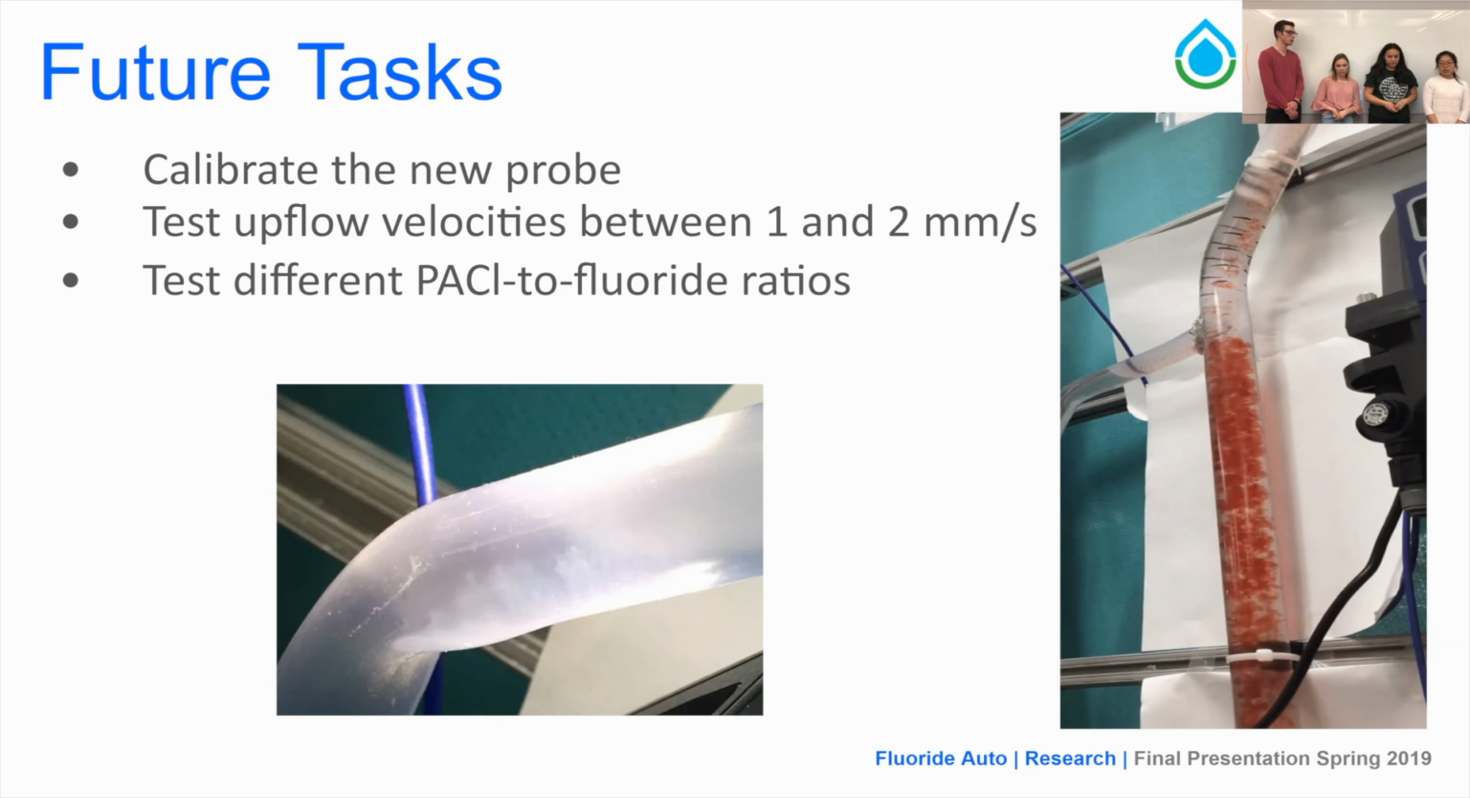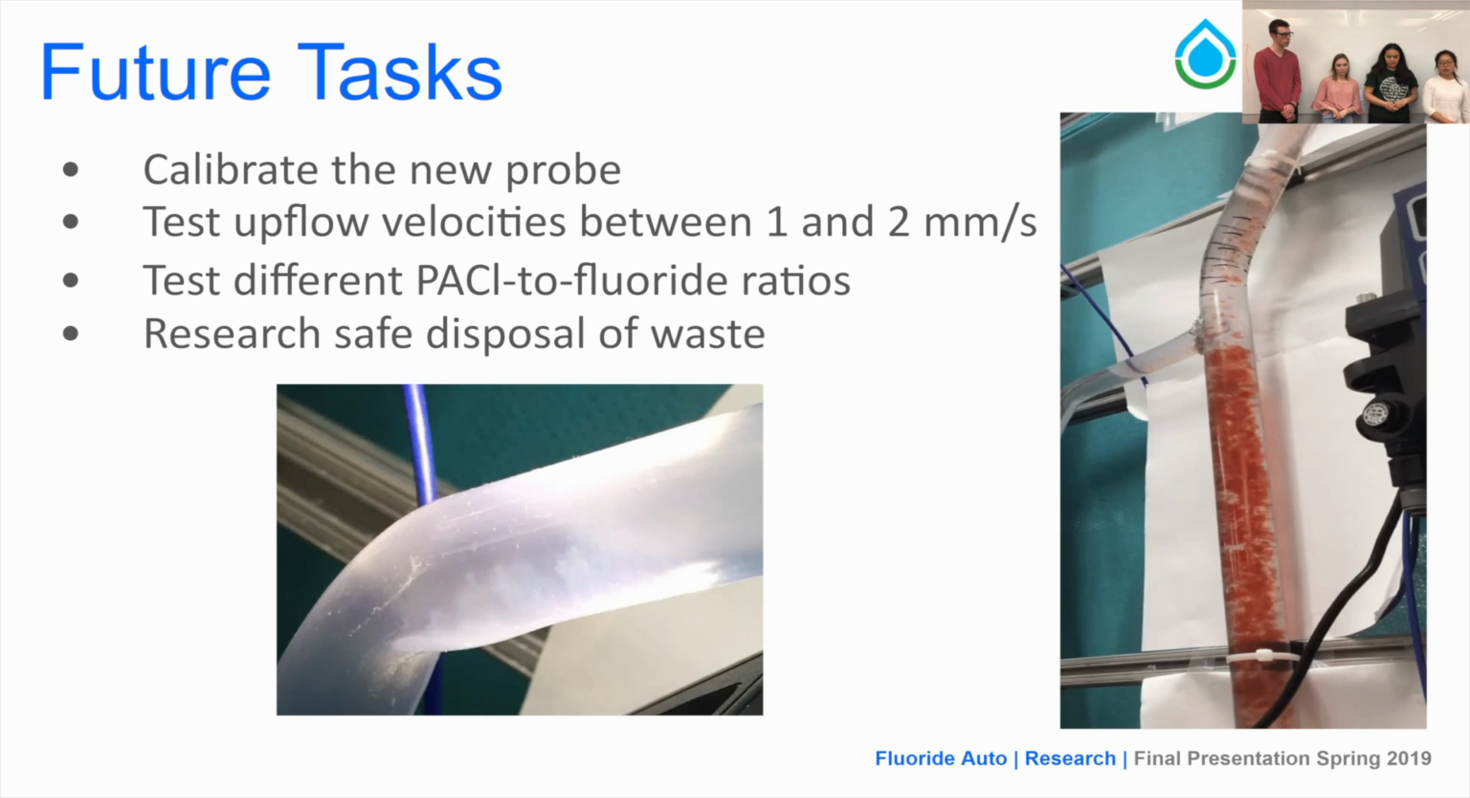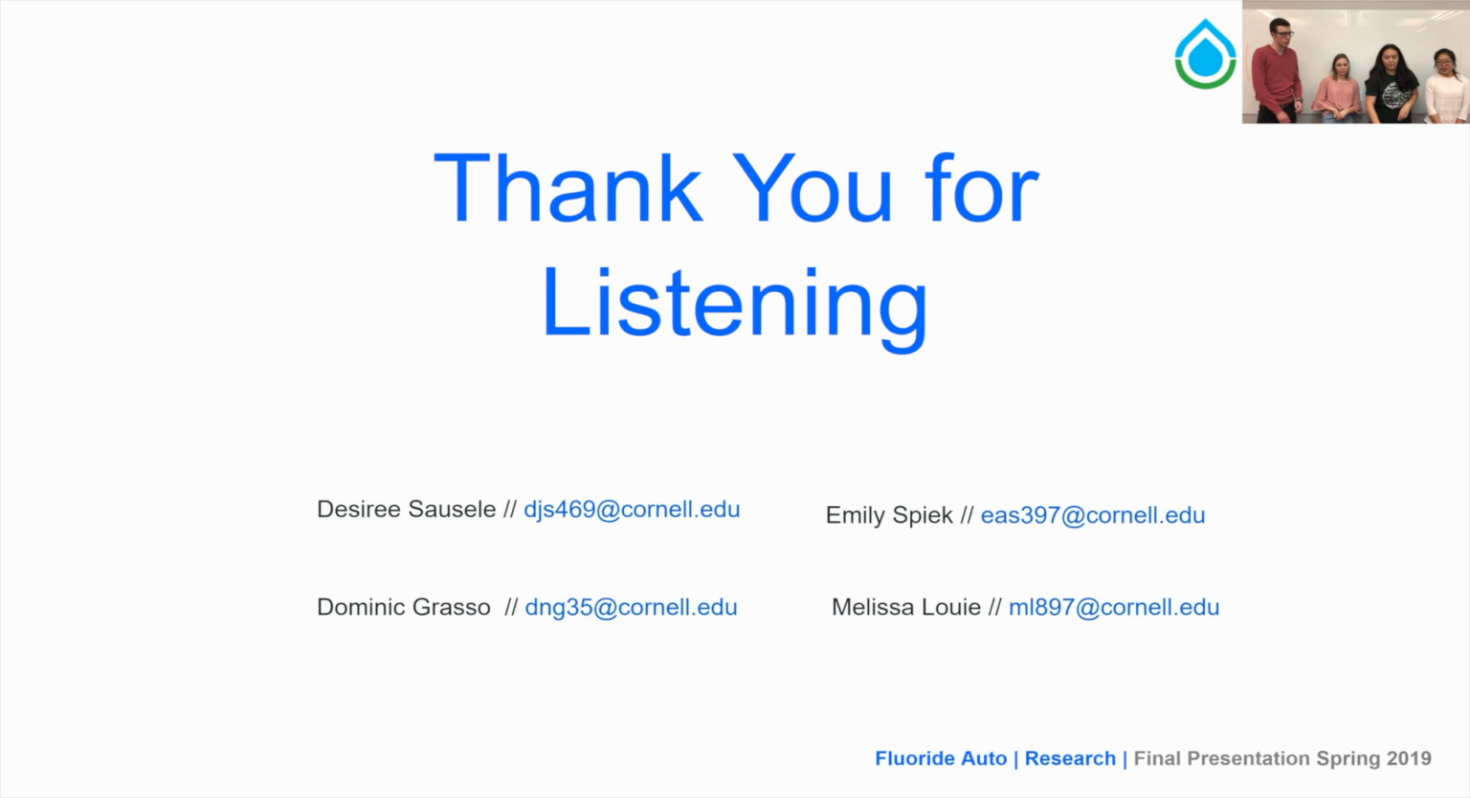We want to keep testing different PAC to fluoride ratios, to keep plotting on the isotherm and see how well it adheres to that model. In light of the experiments that we did with the mesh and breaking up the flocs, we're wondering if the Langmuir isotherm is actually valid, or if we should be looking at a different model based on that. And finally, we want to research safe disposal of waste for both fluoride and possibly in the future arsenic.